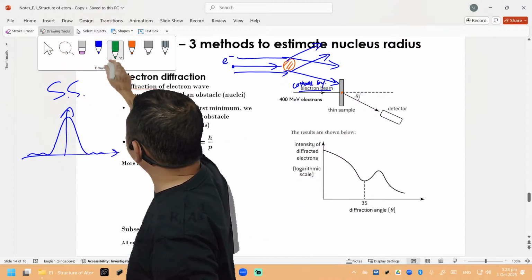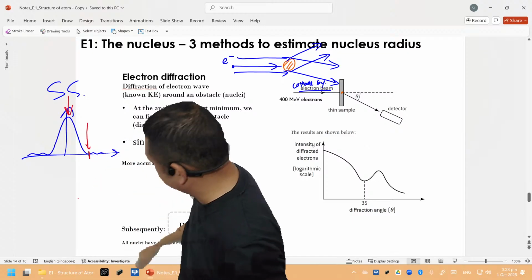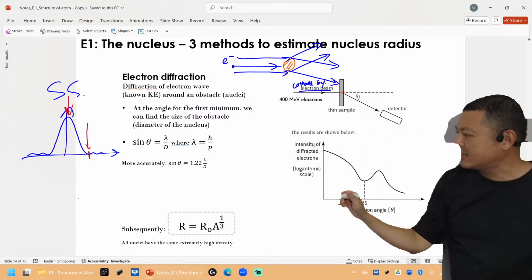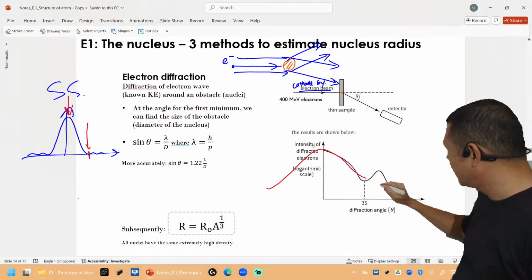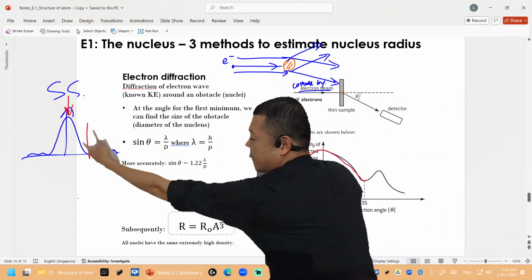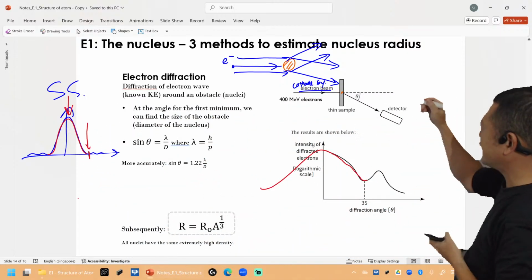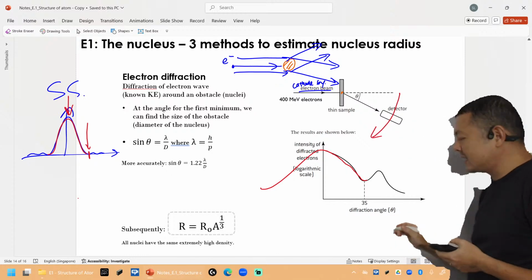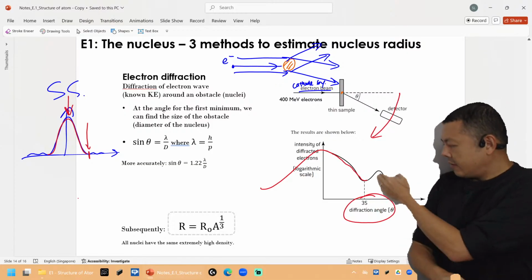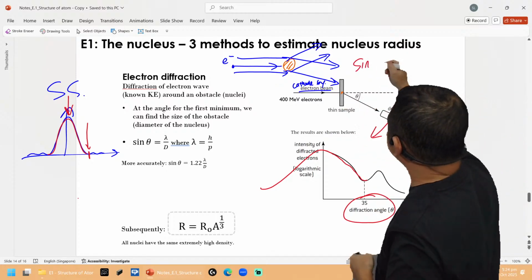What are the most important 2 points on a single slit pattern? The central maxima and the first minima, right? So this electron diffraction around a nucleus, the pattern looks very similar to this single slit pattern. Usually they only show you half of it. They tell you there's a detector that detects this thing here. So what this tells us is that the diffraction angle, 35, is the angle to the first minima. You understand?